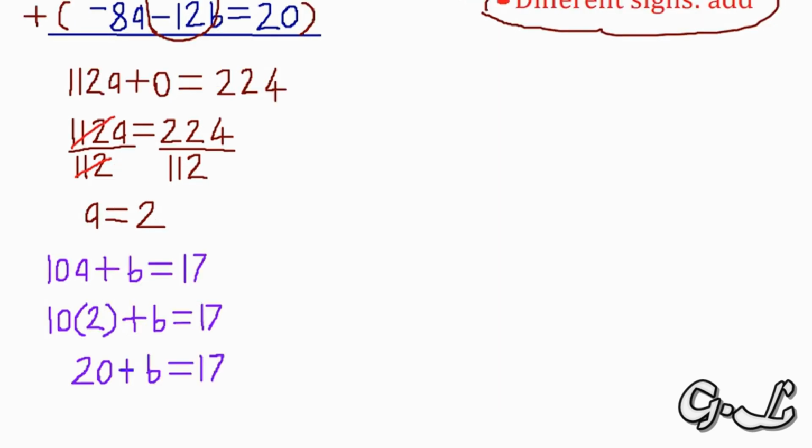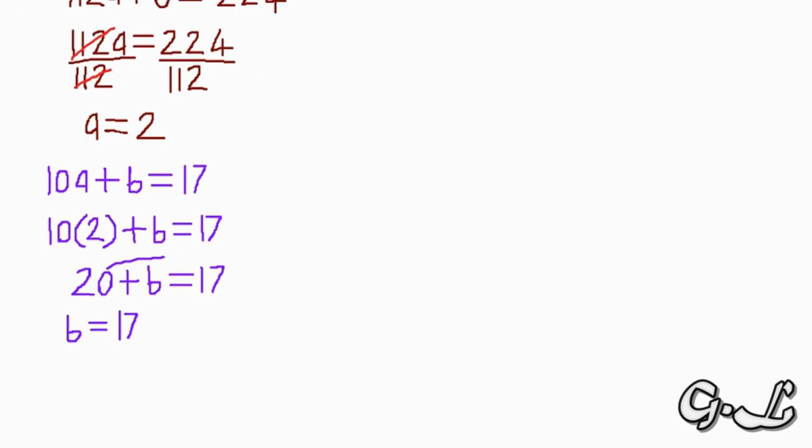Remember, we're interested in finding the values of A, B, and C. So when we make B the subject, we're going to find the value of B. B is equal to 17, and when you take 20 to the right hand side, it is going to be negative 20, so B is equal to 17 minus 20. When you calculate 17 minus 20, it will give you the value negative 3.